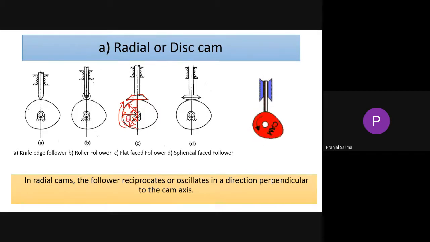That particular period also has a name. We call it the dwell period. In that case, even though the cam is rotating, the follower will not get any motion, and that is based on the profile of that particular cam.